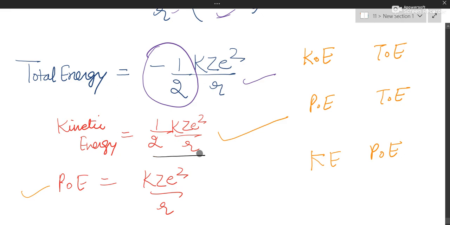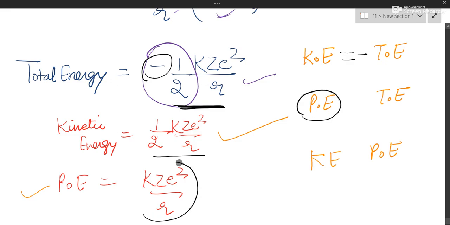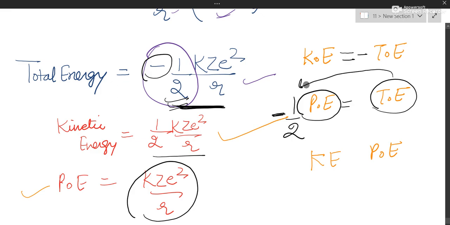You can say kinetic energy and total energy are equal in magnitude, but there is a difference of negative sign. So they both are equal with negative sign. Sorted. Now look at the formula of potential energy and total energy. Potential energy is this, total energy is half of this, minus half of this. So rather you can say total energy is minus half of potential energy.